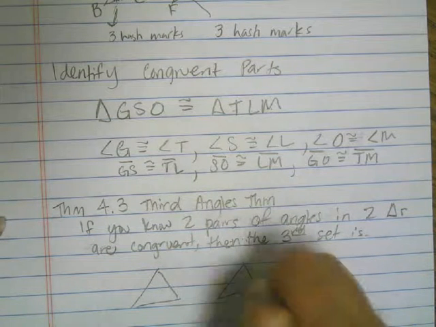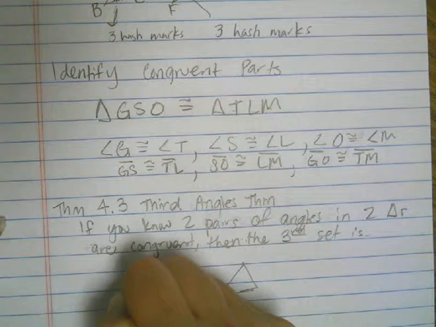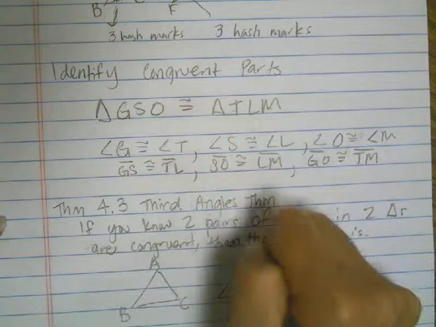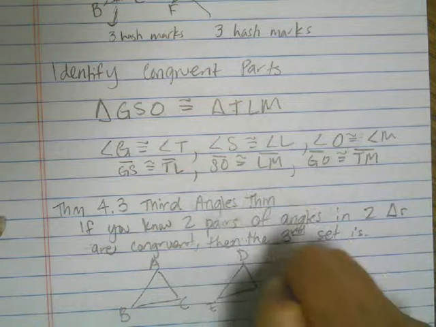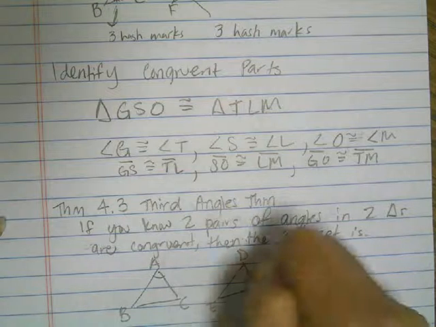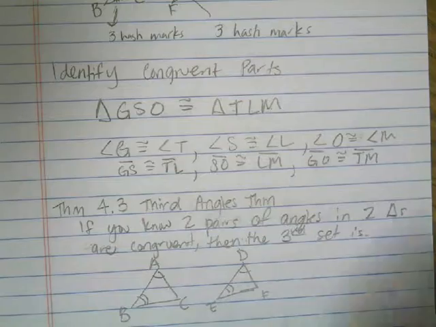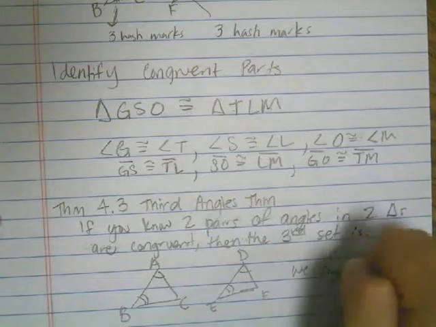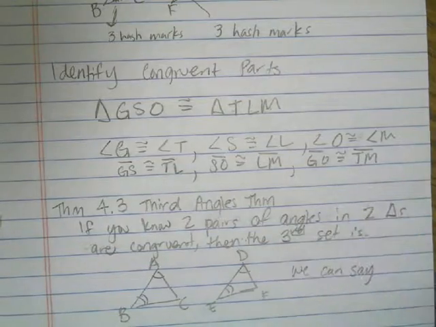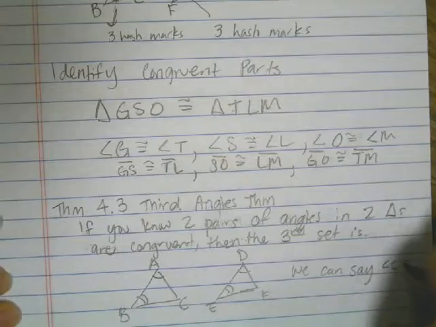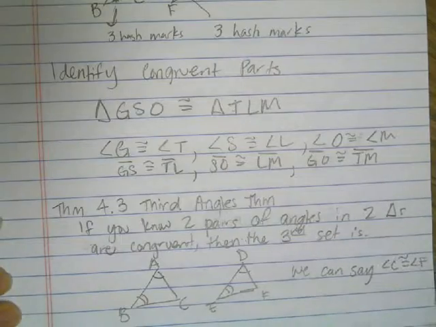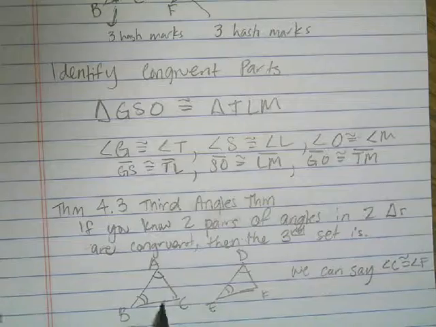So, if we have A, B, C, D, E, F, and we know A and D are congruent, and we know B and E are congruent, we can say angle C is congruent to angle F. So as long as we know two of the pairs are congruent, we know also the third is.